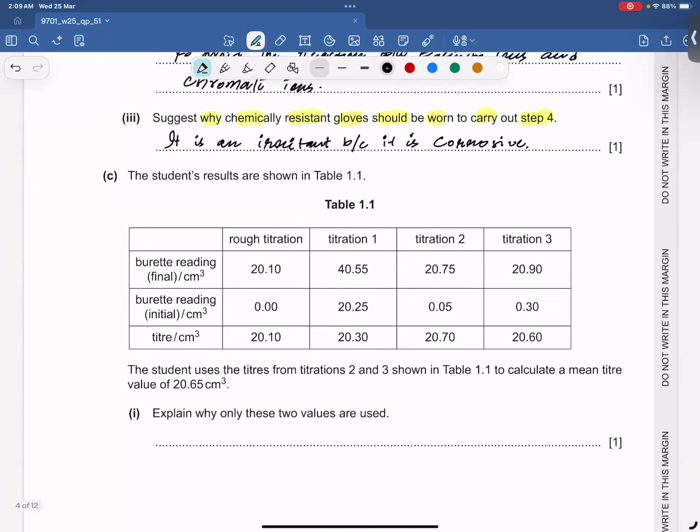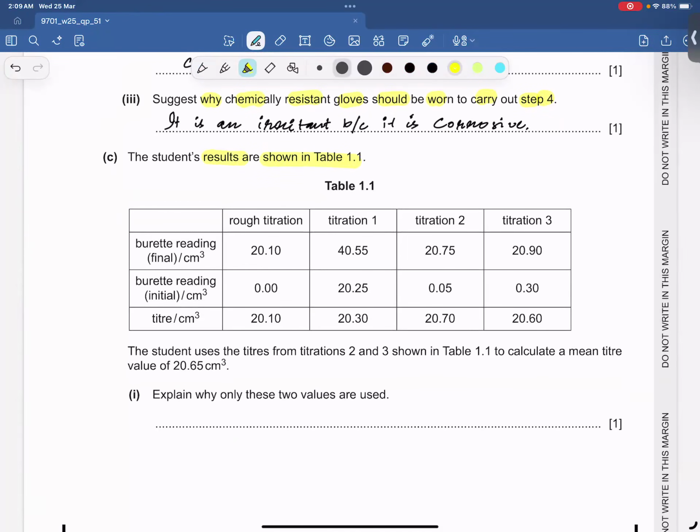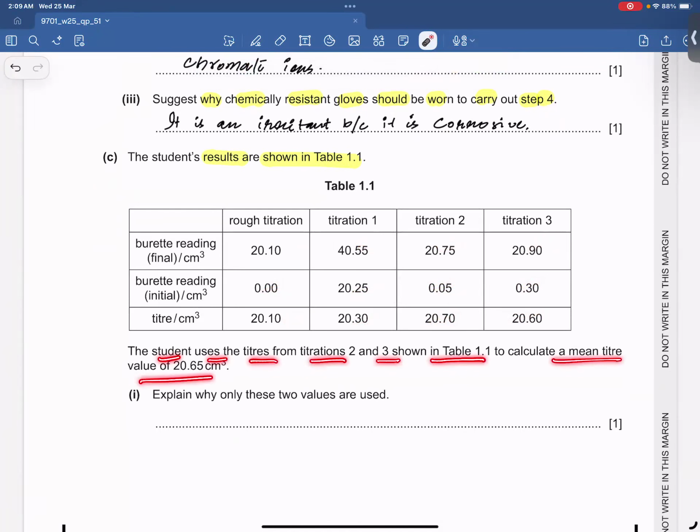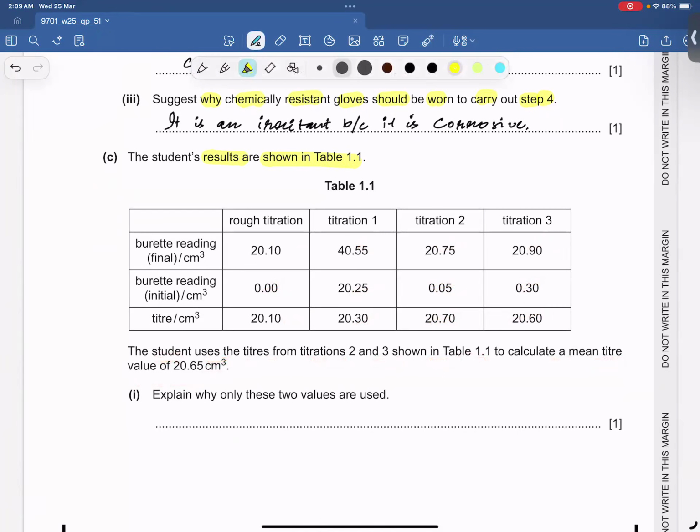Okay. The results are shown in table 1.1. So these are the initial burette readings. These are the final burette readings. These are the titer values. Okay. The student uses the titer from titration 2 and titration 3 shown in table 1.1 to calculate the mean titer value of 20.65. So when we use titration 2 and titration 3, I've got this mean titer volume, which I'm going to use later in the calculations, obviously.